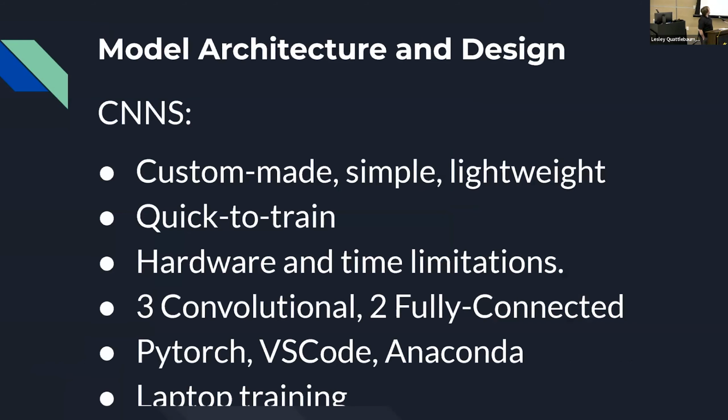So, as part of model architecture and design, we started with the convolutional neural networks, which were custom made, simple, and very lightweight. And that was primarily because we needed them to be quick to train because of our hardware and time limitations. So they consist of 3 convolutional layers and 2 fully connected layers. And they were made using PyTorch in VS Code with Anaconda as a package manager for PyTorch and the like. And we had to train them on laptops for a while.